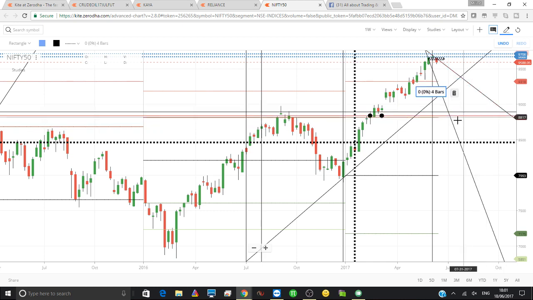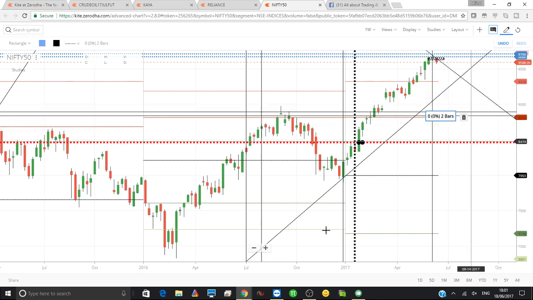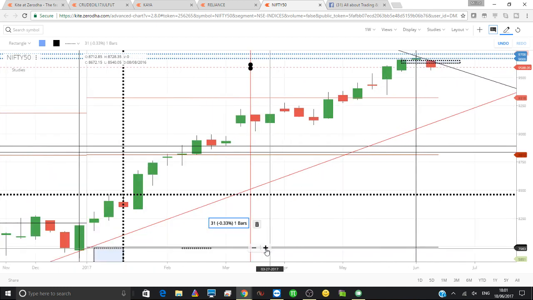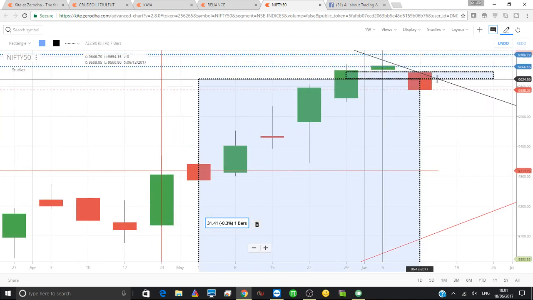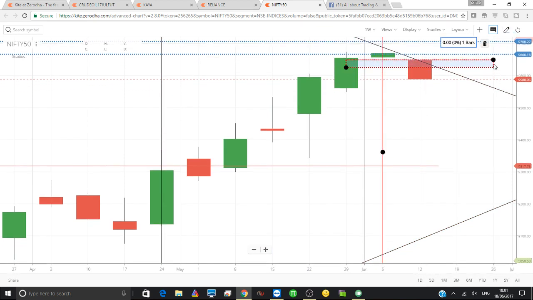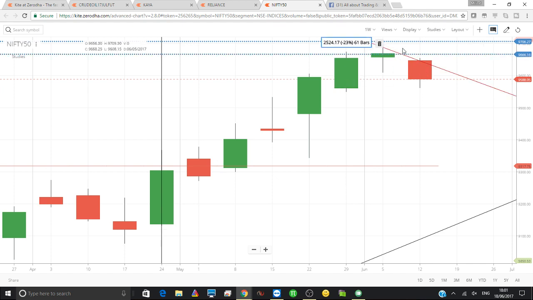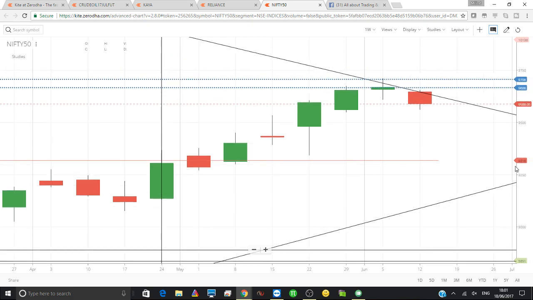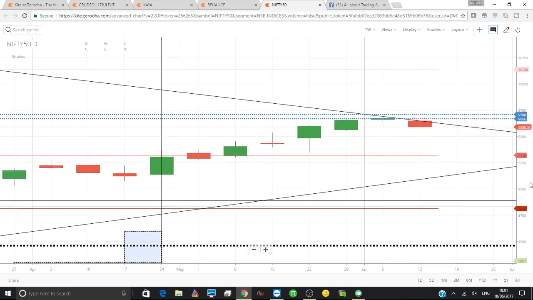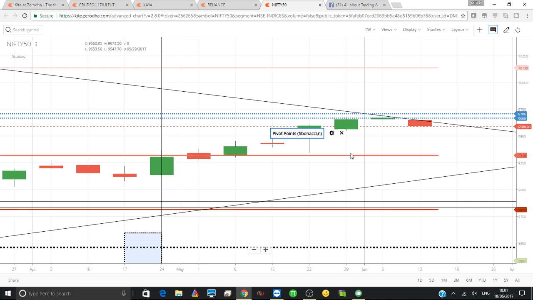Let me quickly remove some of these lines and zoom in. If I look at my weekly chart, I already have printed a very nice evening star. This evening star, if I look at it, is not close to any of my weekly support or resistance levels. So I'm not very sure if this is going to be honored as a very nice evening star, and if we are going to be getting a trend reversal. But at the same time, it is an evening star.